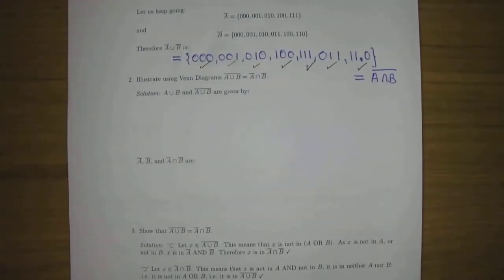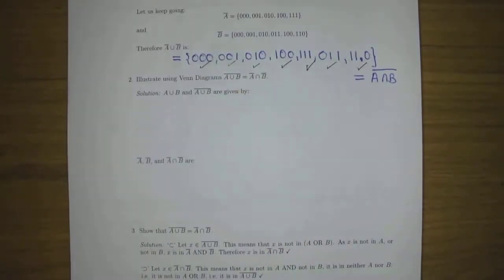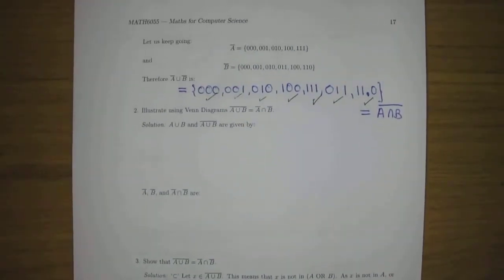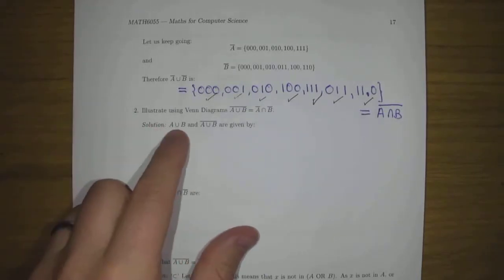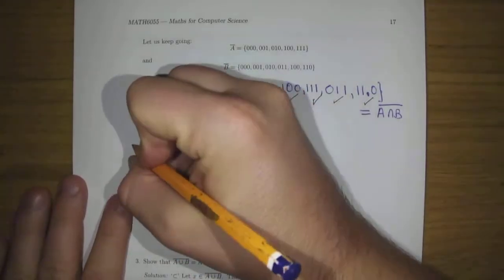Next question, illustrate using Venn diagrams that these are the same. So my opinion here would be that you draw a Venn diagram for this, draw a Venn diagram for this, and just look at them and see that they're the same. If I was to make these, I would do this in two goes. So this one, I would first make A union B, so that one is okay.